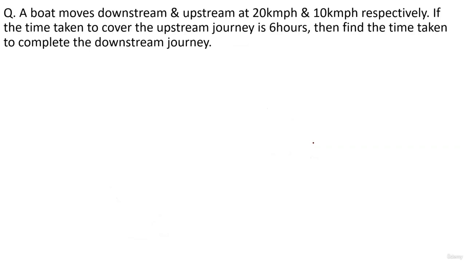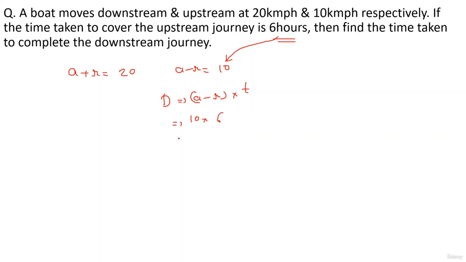A boat moves downstream and upstream at 20 kilometers per hour and 10 kilometers per hour respectively. If the time taken to cover the upstream journey is 6 hours, then find the time taken to complete the downstream journey. They have given that the downstream speed of the boat is a plus r, which is 20, and the upstream speed is 10 kilometers per hour. Now the time taken to cover the upstream journey is 6 hours. So if the time taken is 6 hours and the upstream speed is 10 kilometers per hour, what is the upstream distance?